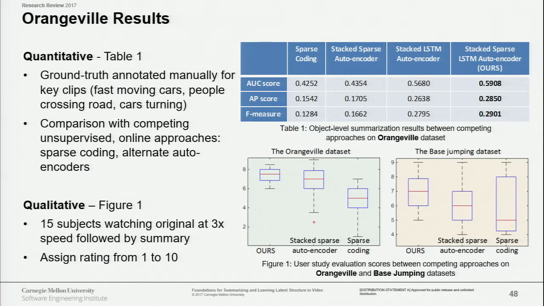So in looking at the results, one of the things about video summarization is the results can be a little bit subjective. So they had to be ground truth annotated by a panel of human subjects, and they were explicitly told to annotate fast-moving cars, people crossing the road, cars turning, cars moving very slowly or sitting still. They were told not to annotate. And then we did some comparison across some competing summarization algorithms, sparse coding, which has been used in some of Eric Xing's previous work, as well as different variations of autoencoders that appear in literature.